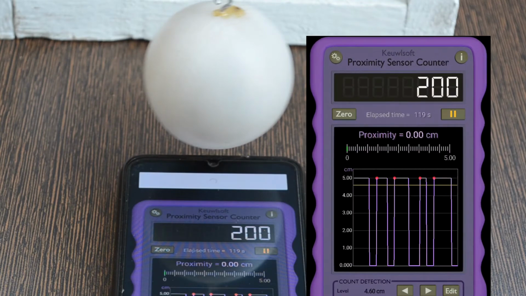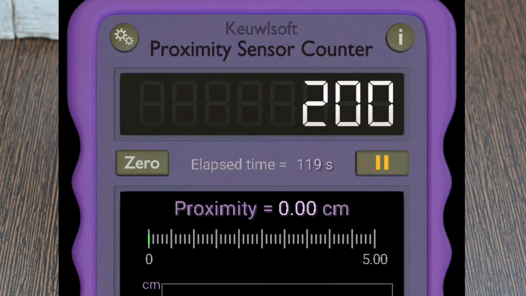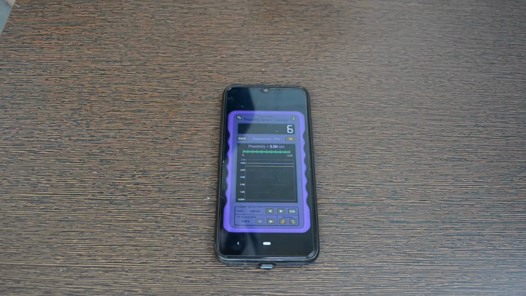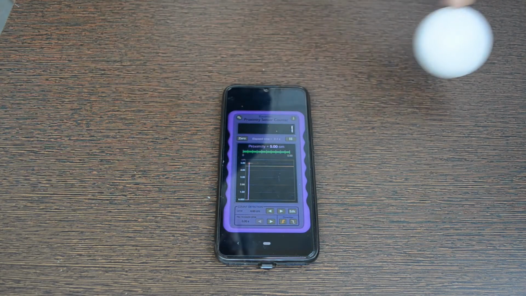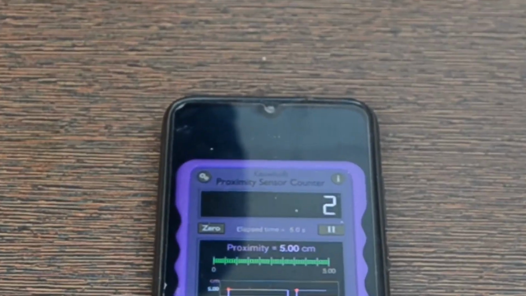I use this app to count as well as measure time for oscillations. It uses the proximity sensor available in the smartphone. When some object passes near the phone, the counter in this app is incremented by 1.